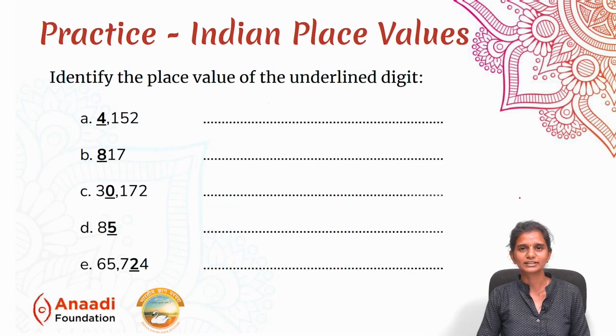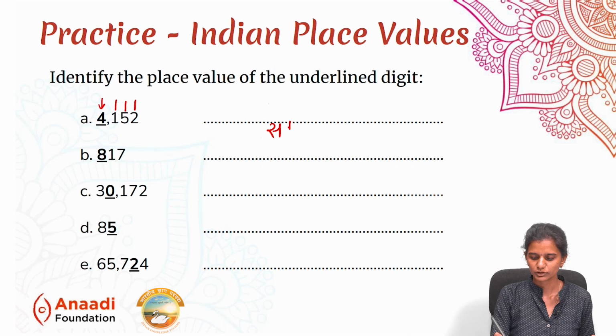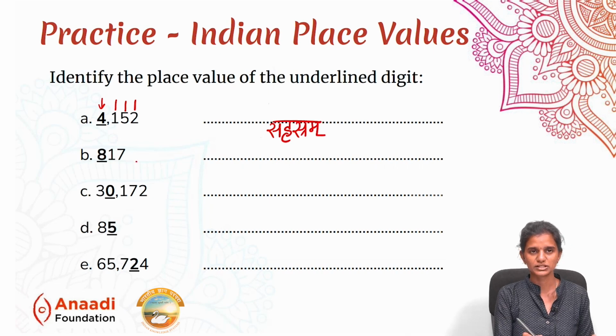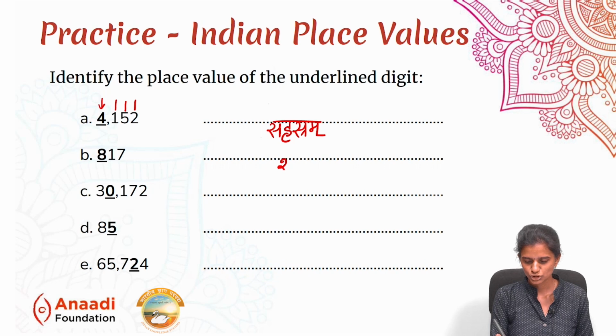Now, for our practice, let us try to identify the place value of the underlined digit. First, we have 4152. The place value of 4 would be, first, here it's ekam, dasha, shatam, sahasram. So, the place value of 4 is sahasram. Next, 817. Here, the place value of 8 is shatam.